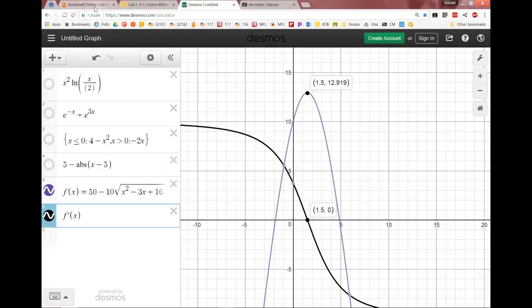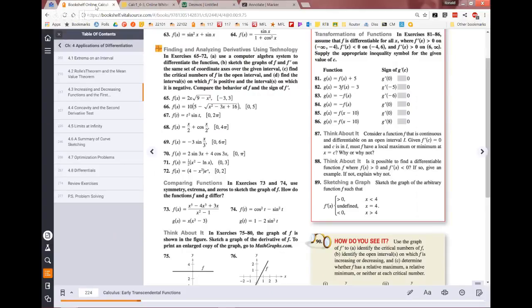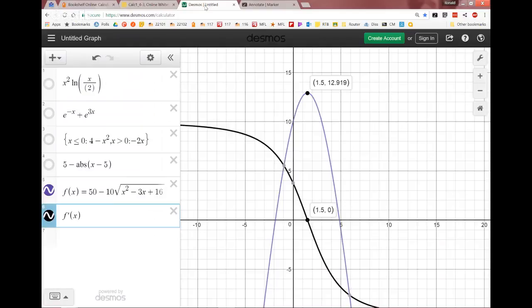Now, back to the problem. What are we supposed to do? Find the intervals on which f prime is positive and the intervals on which f prime is negative. Yeah, so we've already compared the behavior of f and the sign. You know, let's look at one more thing on here. Okay.